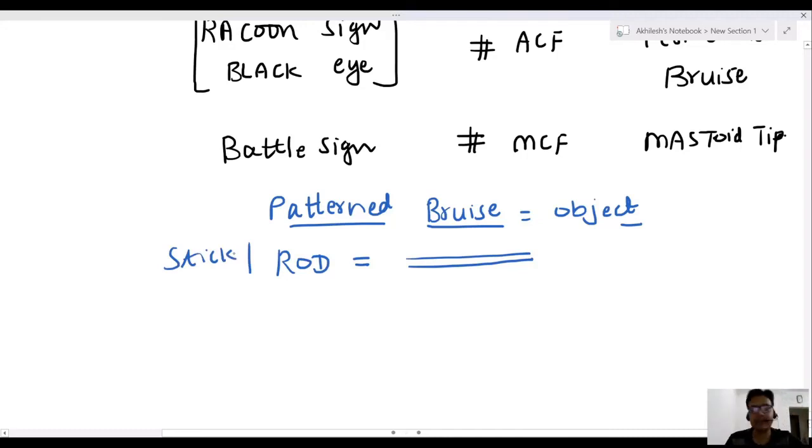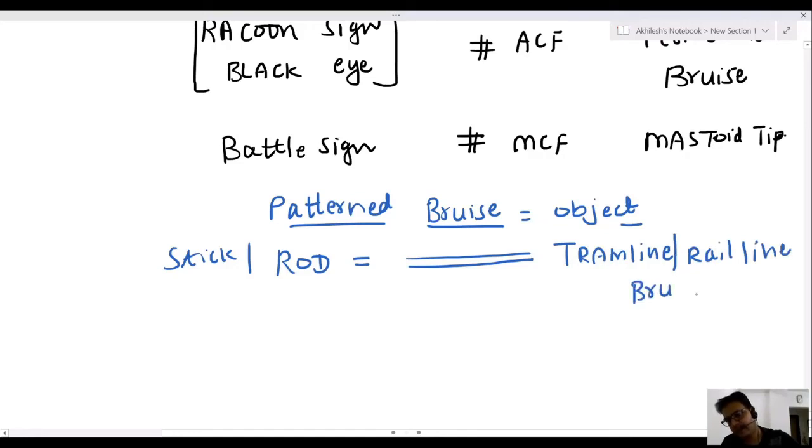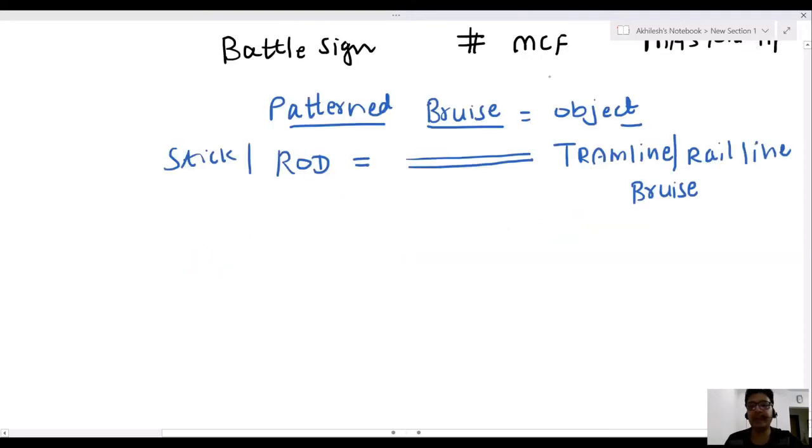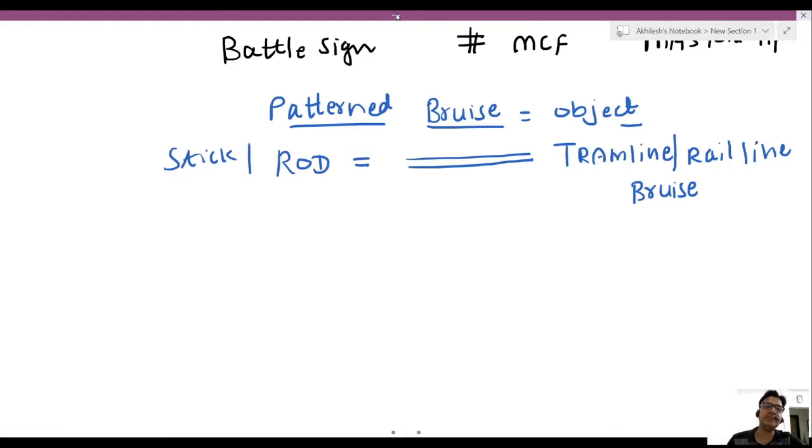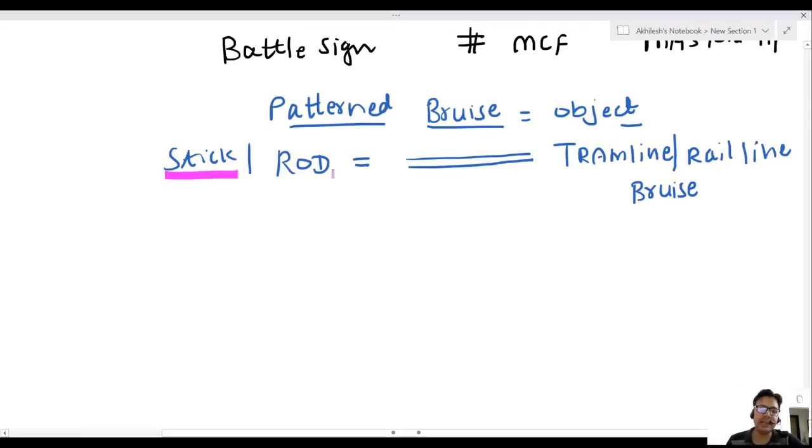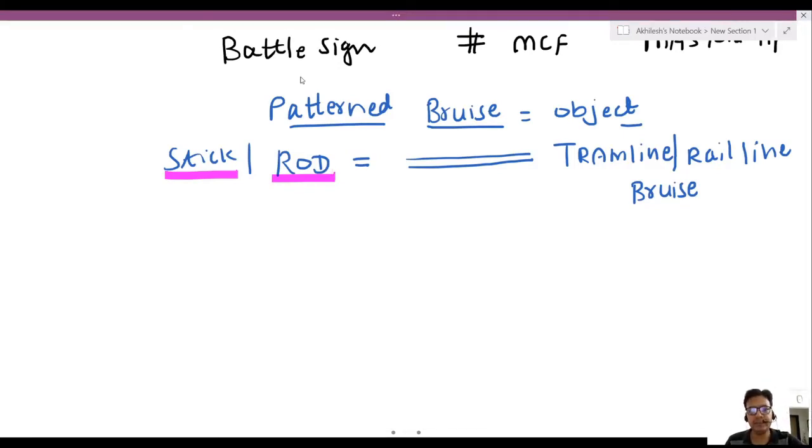This is known as tram line bruise, or railway line bruise. There will be a line made by a stick or rod. तो अगर आप किसी लकड़ी से मारोगे तो सीधी सी लाइन बनेगी. That is known as tram line or railway line bruise. First pattern bruise, this one.